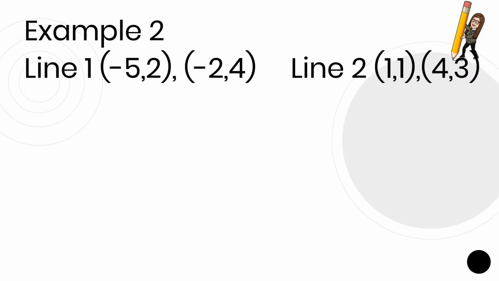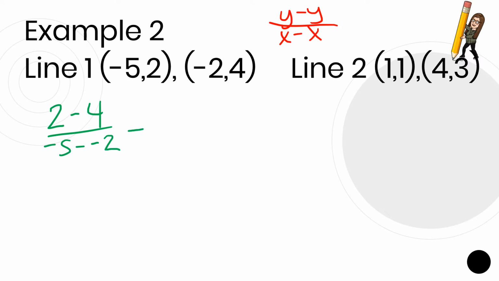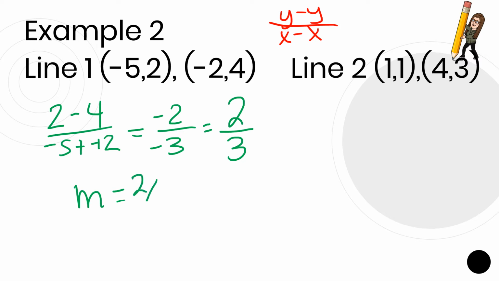Let's try again, but this time we're given sets of points. So we need to review finding slope between 2 points. Let's start with line 1. Y minus y over x minus x. If you need help with this topic, you want to see my previous videos. -2 over -3, which does simplify to positive 2/3.